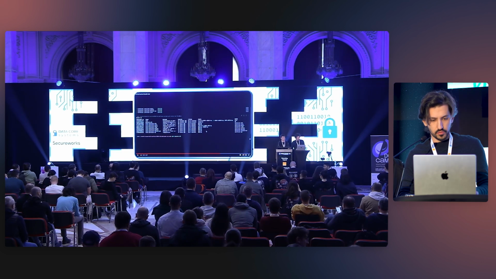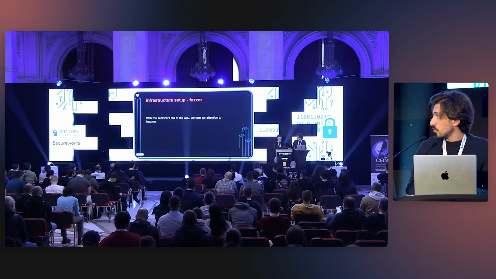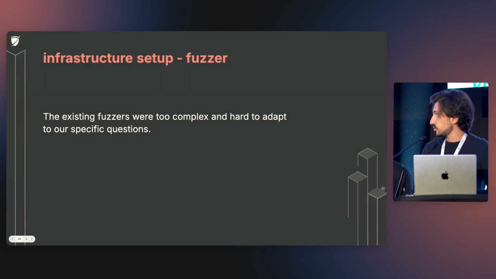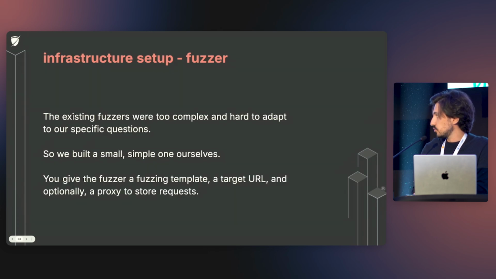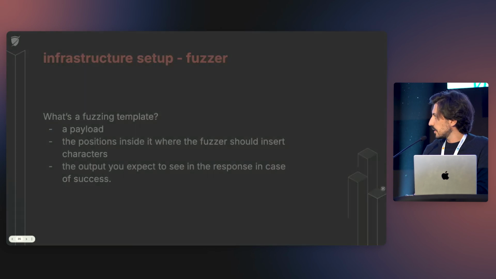With the backends out of the way, we turned our attention to the fuzzer. First, we tried to use a pre-existing fuzzer, but they were too complex and hard to adapt to our specific question. So we decided to write a small, simple one ourselves. And how it works is that you give it a fuzzing template, a target URL, and optionally a proxy like Burp that can store requests, and you just sit back and wait.